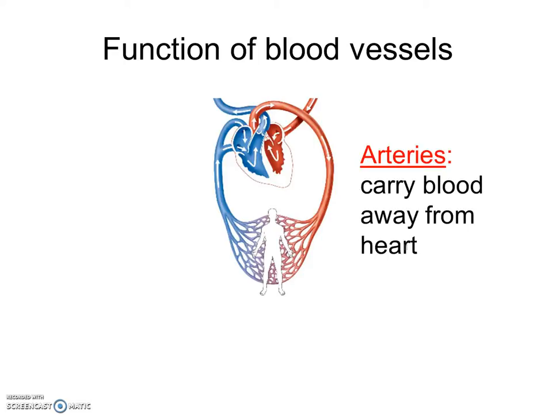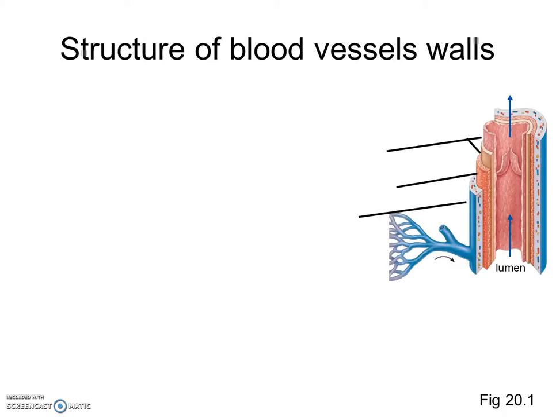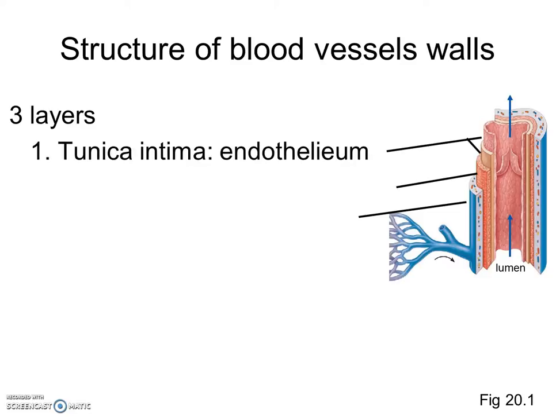You have three types of blood vessel: arteries that carry blood away from the heart, capillaries which do the exchange, anything going in or out of the blood, and veins that carry blood back towards the heart. Let's look at the structure of the blood vessel wall. In general, blood vessels have three layers.